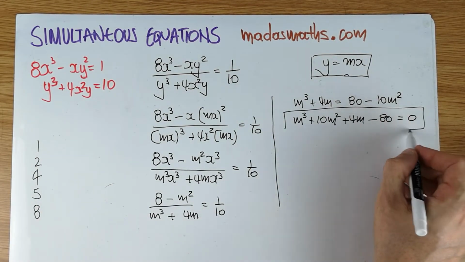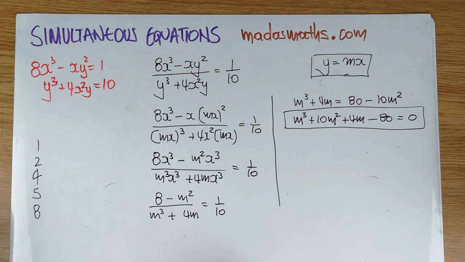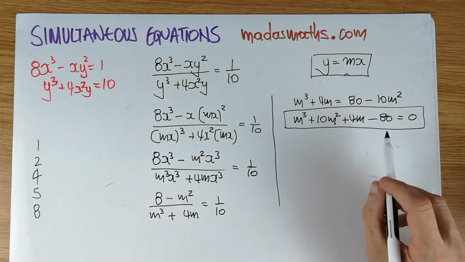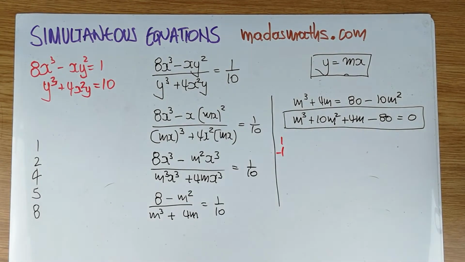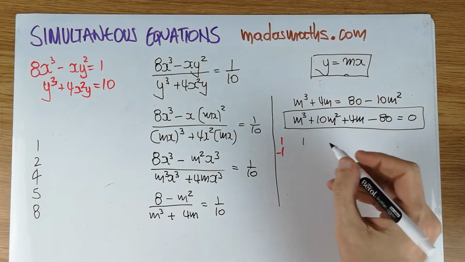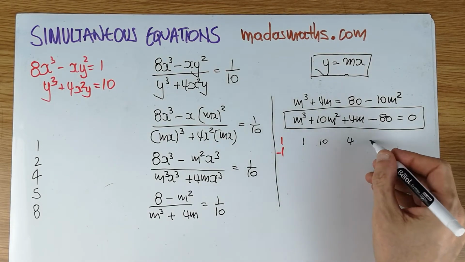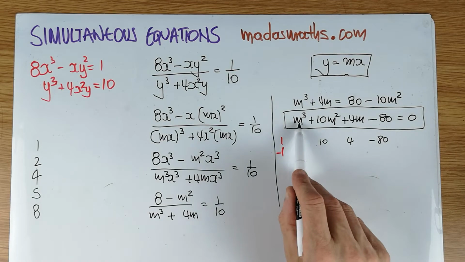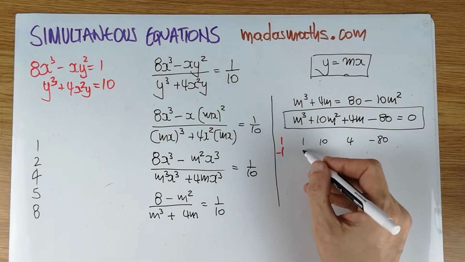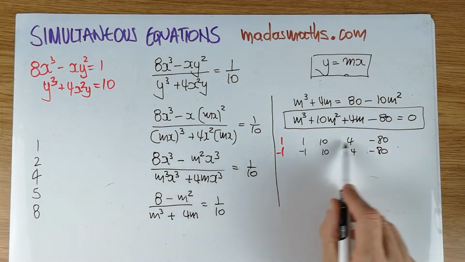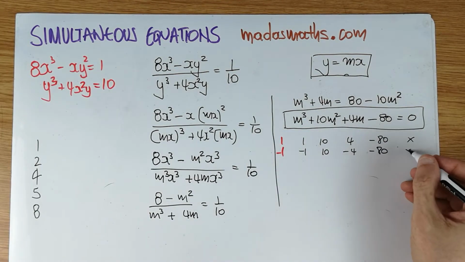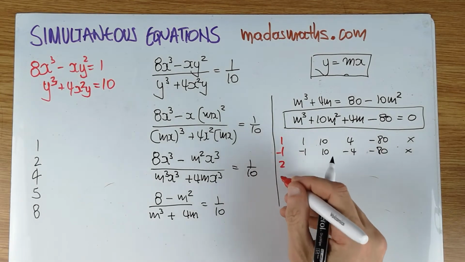So let's start putting the numbers in the box. And let's look at some of the numbers there. The leading thing here is this minus 80, so small numbers are not likely to work. If we try 1 and minus 1: if we put 1, 1, 10, 4, minus 80, I'm just very quickly putting ones in there for my m. If I put minus 1, minus 1, 10, minus 4, minus 80, this will not be 0. This cannot make 0.